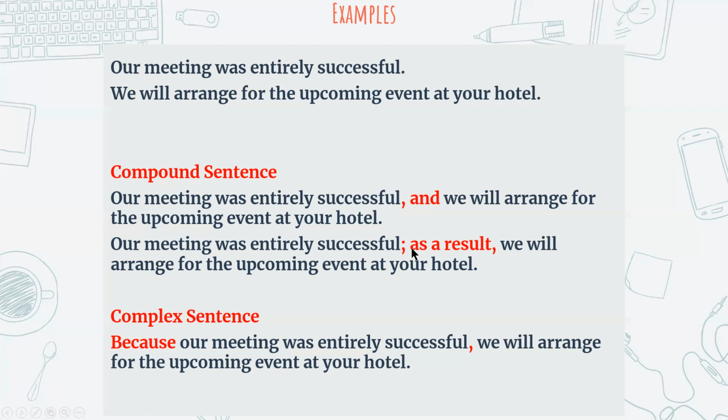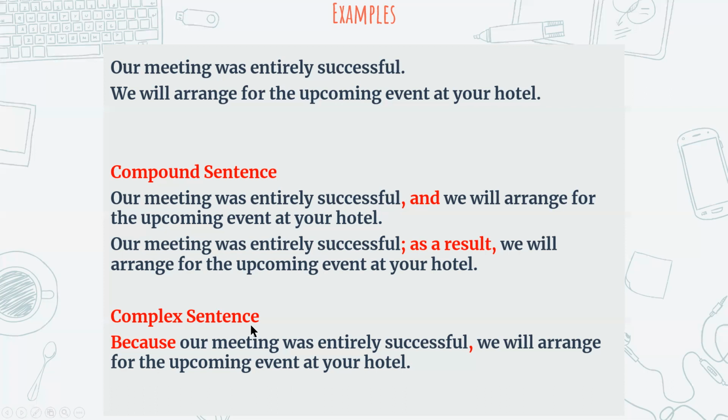Or I could use an adverb like "as a result" to connect the two sentences. I precede it with a semicolon, then put a comma afterwards, then end the sentence with a full stop. We talked about this in the intermediate course in about three sessions. Okay. What about a complex sentence?